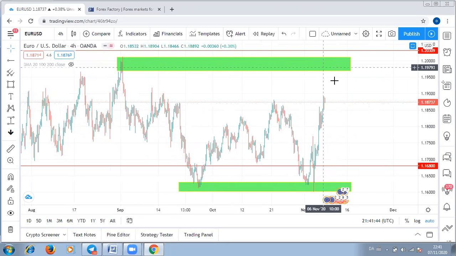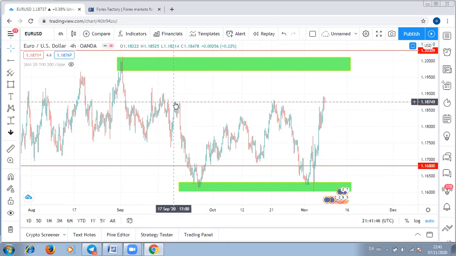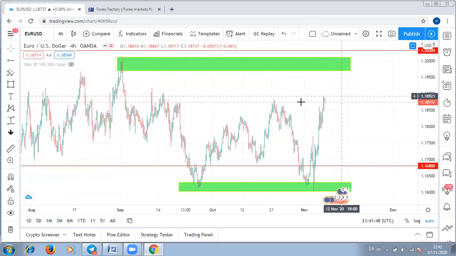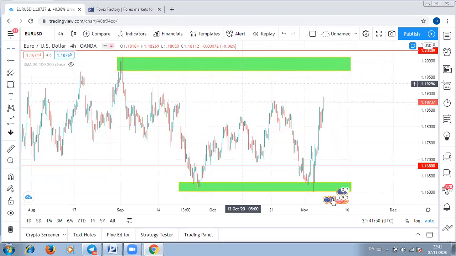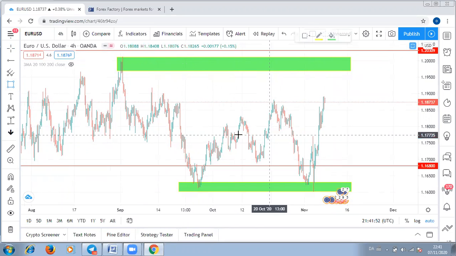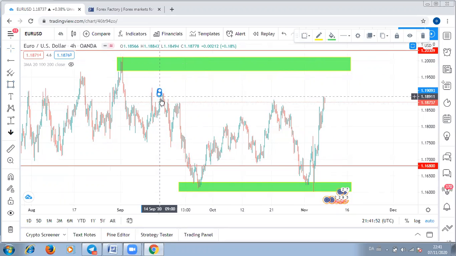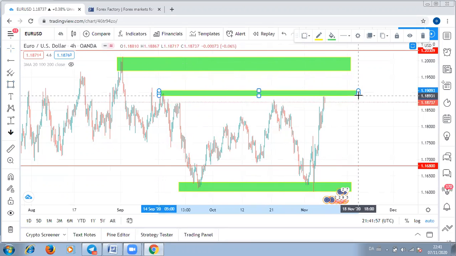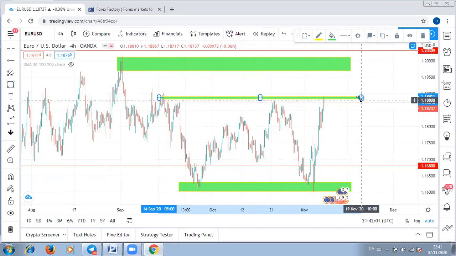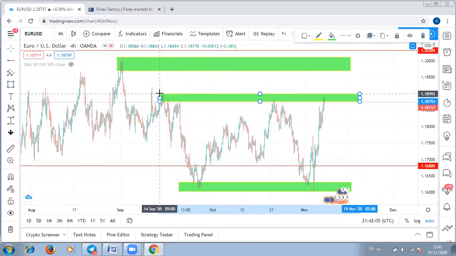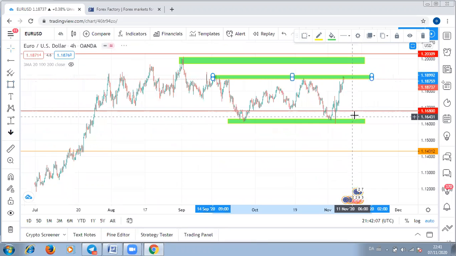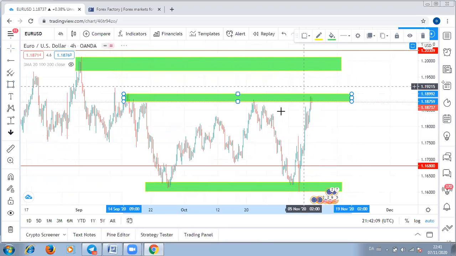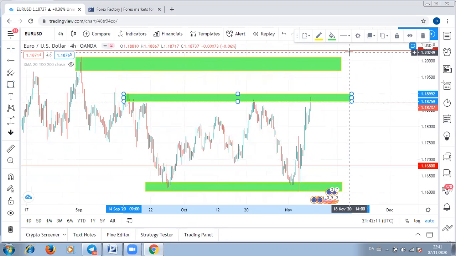This area is an area I'm looking for a sell. I'll look to sell it down to this area because I believe that this area will become an important area in the future, because you see how price has respected it over time. But from the way this one is moving, I think it's going to break. I think it's going to continue to move higher.